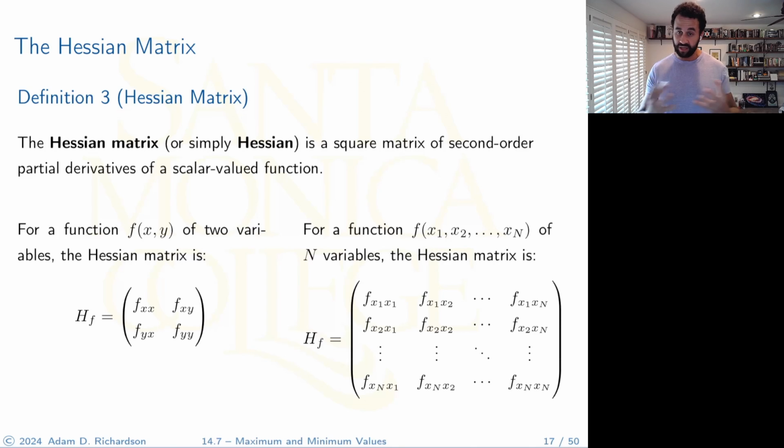However, the notion of the Hessian extends to any number of variables you want. So here's what it is for an n variable function: f of x1 x1, x1 x2, dot dot dot, x1 xn, then x2 x1, x2 x2, dot dot dot, x2 xn, and so on. So the Hessian is just a matrix that consists of all of your second order partial derivatives. That's it.